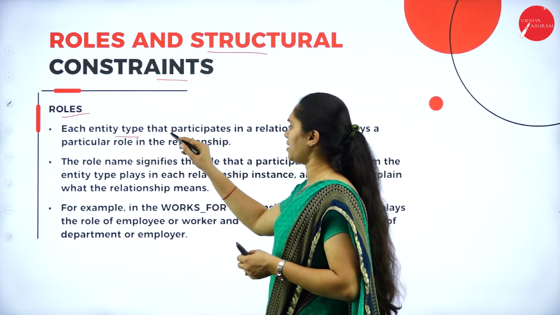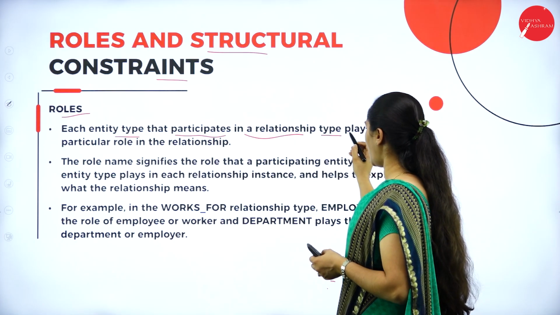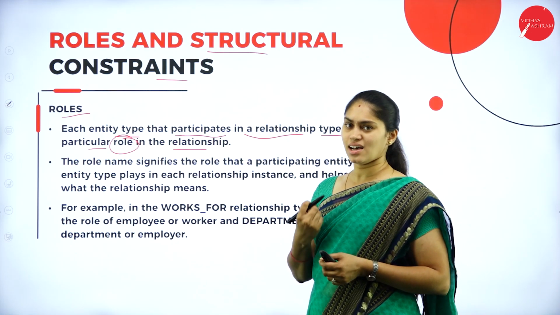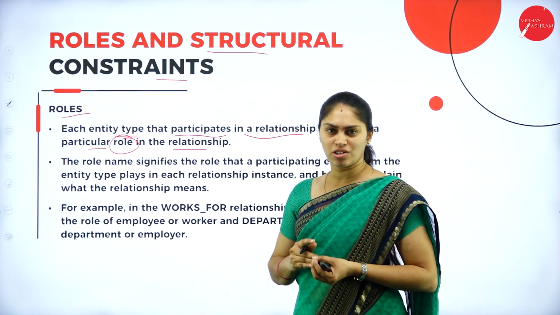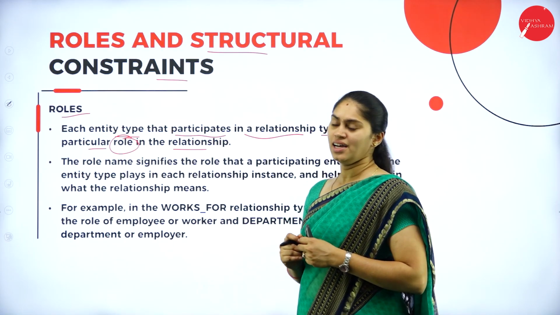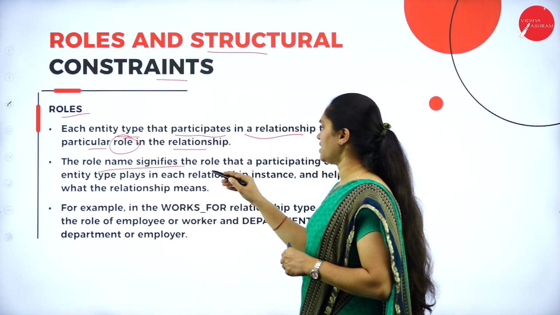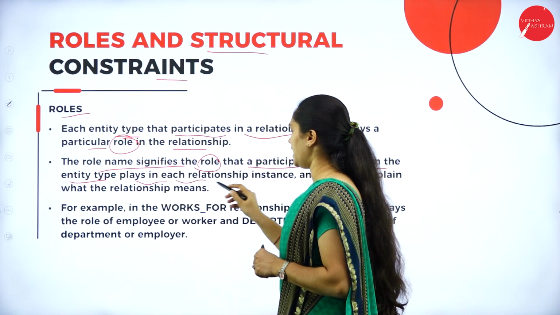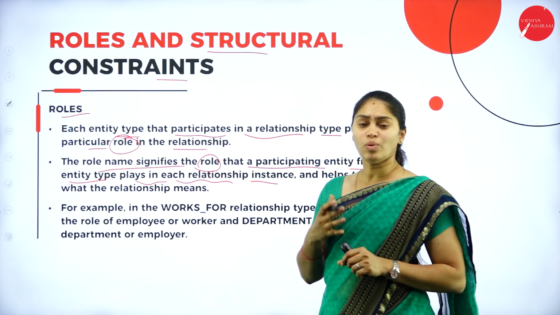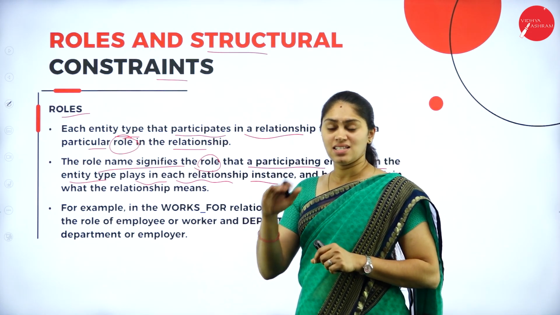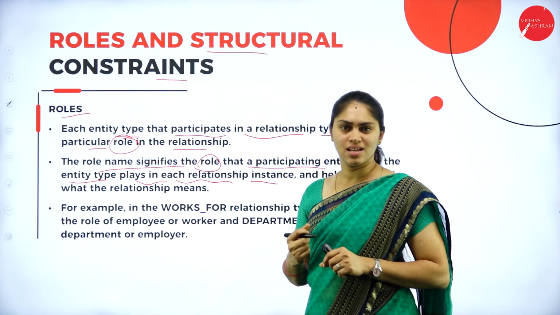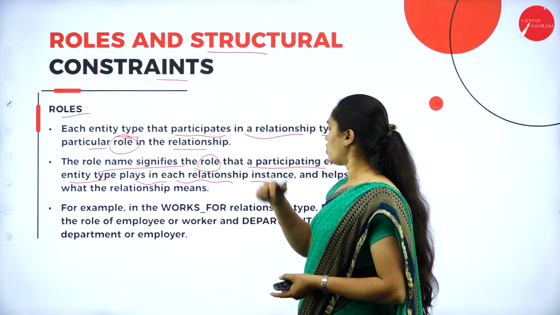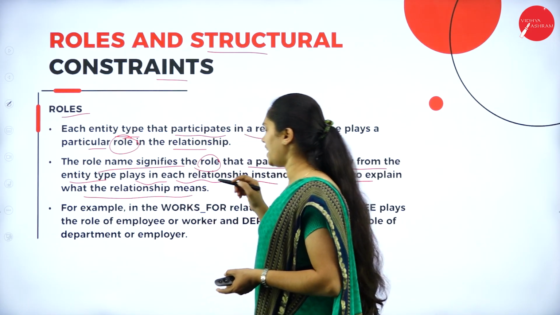Each entity type that participates in a relationship type plays a particular role in the relationship, and we say that is a role. What is its contribution to the relationship? That specifies the name of a role. The role name signifies the role that a participating entity from the entity type plays in each relationship instance. How is it participating in a relationship instance? How is it building a relationship between different entities? That is what this role name specifies, and it helps to explain what the relationship means.